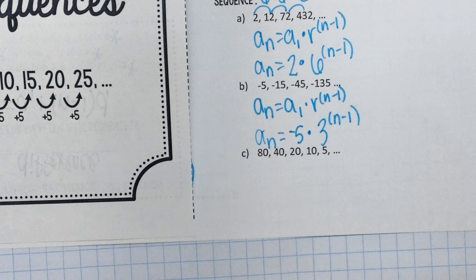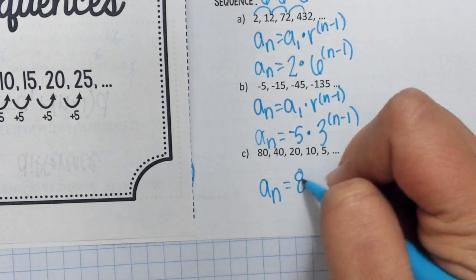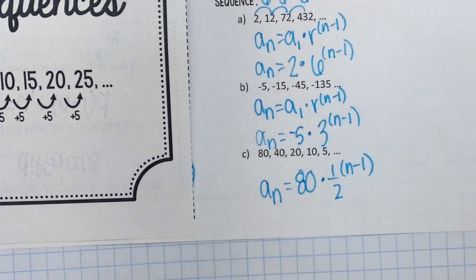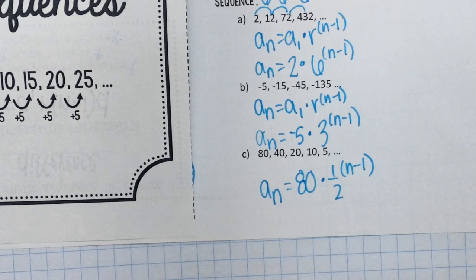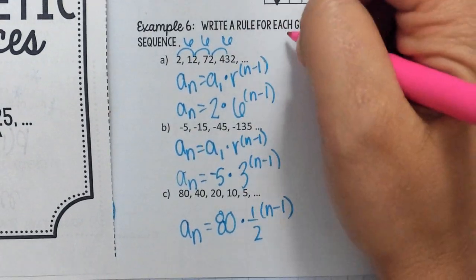Alright, so I got a sub n equals 80 times 1/2 to the n minus 1. Where did I get 1/2 from? 0.5. Where did we get that from? Divide by 80. And then you have to turn the decimal to a fraction. Good, take a point.